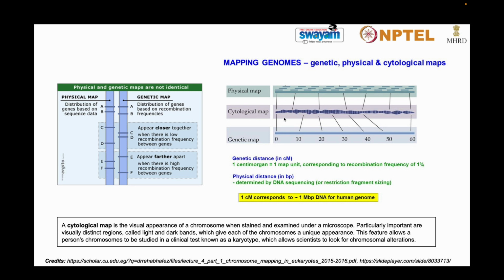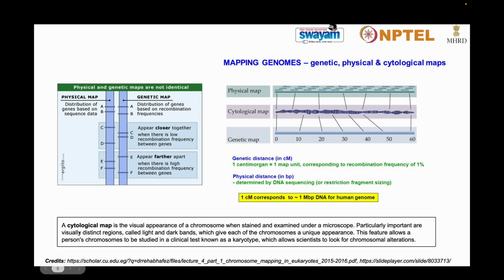Now, if you see the cytological map, it appears very thick, as if it is a chromosome. The physical and genetic maps are constructed in a single line, but the cytological map is a visual appearance of the chromosome when it is stained and examined under a microscope. Particularly important are visually distinct regions called light and dark bands, which give each chromosome a unique appearance. If you stain a chromosome and observe it under a microscope, you will see certain bands appearing, some light and some dark. The bands are distributed across the chromosome, light and dark.